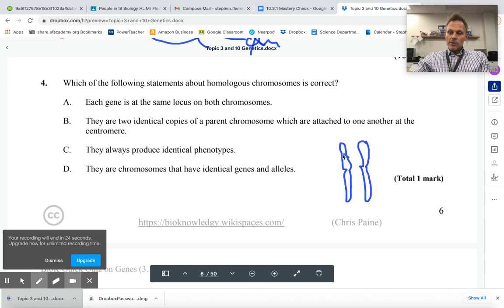Now, homologous chromosomes have a bunch of things that are the same. They have genes, the same genes, in the same position or locus. The alleles can be different, but the genes are the same. Other important things about homologous chromosomes: centromere in the same position, they might have a similar banding pattern, same shape, and same size. Best answer A.